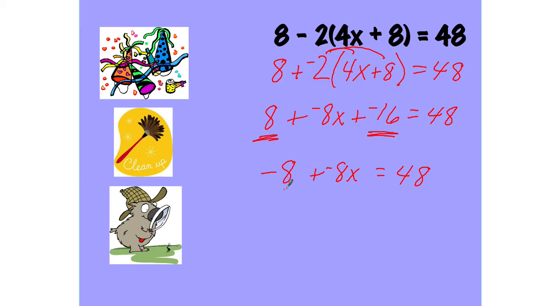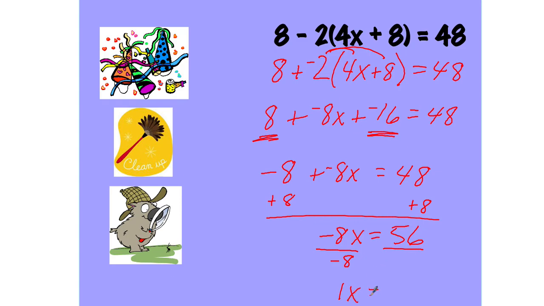I want to make this gone, or make this to be a 0, so I'm going to add 8 to both sides of my equation. It's going to leave me with negative 8x equal to 56. And then dividing both sides by negative 8 to come up with 1x. Positive 56 divided by a negative 8 is going to be a negative 7.